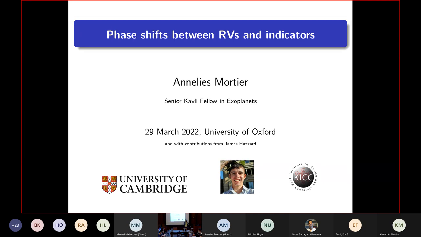So I love periodograms as much as the next one, and I encourage you to play with exact periodograms that I published a couple years ago. But I won't mention periodograms in this talk, obviously. I'll focus on the phase shifts between RVs and the indicators.